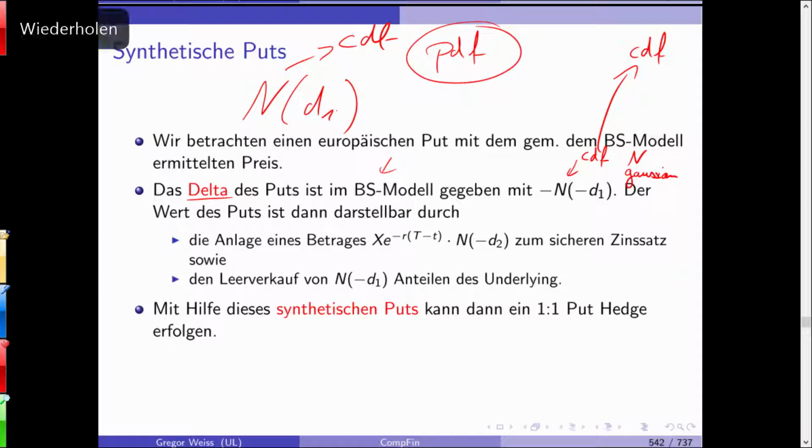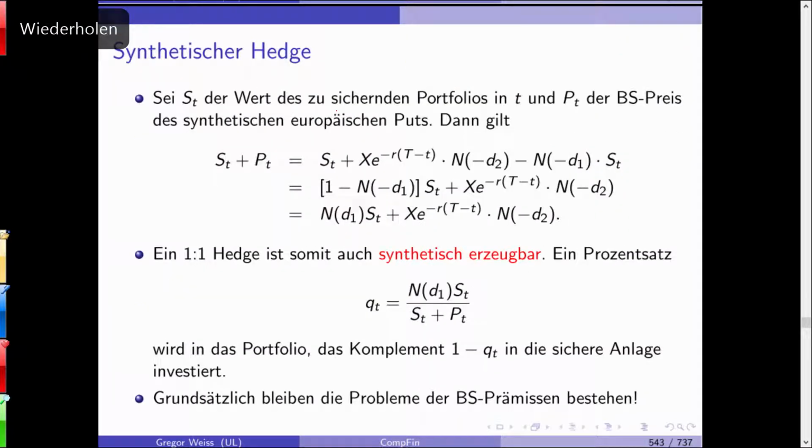And this could be done, for example, in a synthetic put. Again, this is the synthetic hedge. You can take the Black-Scholes price, and then later on you will invest a certain percentage in the portfolio and a certain percentage in the risk-free asset. You have the same problems that are linked to the requirements and prerequisites of the Black-Scholes model, but again, this is just a simple application of the Black-Scholes price formula.